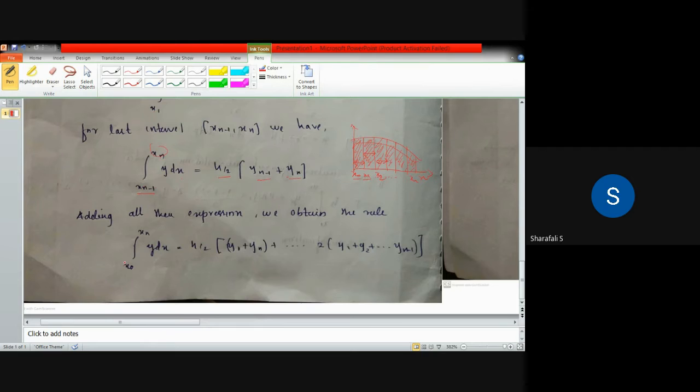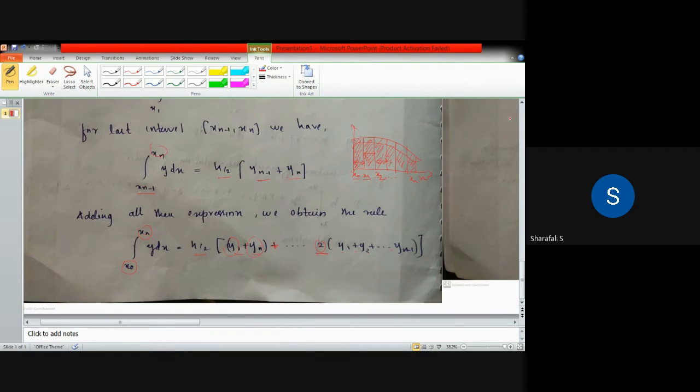Okay, so then I can write the integral from x0 to xn of y dx will be equal to, adding all those areas, h by 2 times y0 plus yn, plus 2 times y1 plus y2 plus y3 plus etc. up to yn minus 1. So this will be 2 times the summation of all those values y1, y2, y3, etc. up to yn minus 1, and y0 and yn will be taken only 1 time.